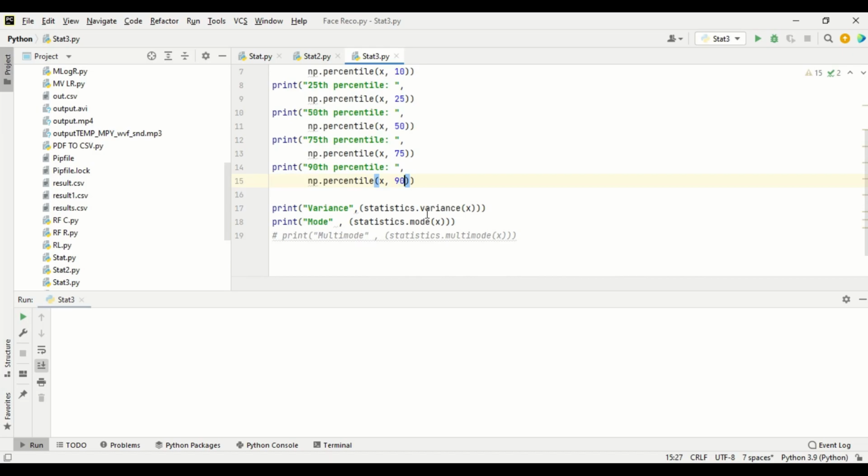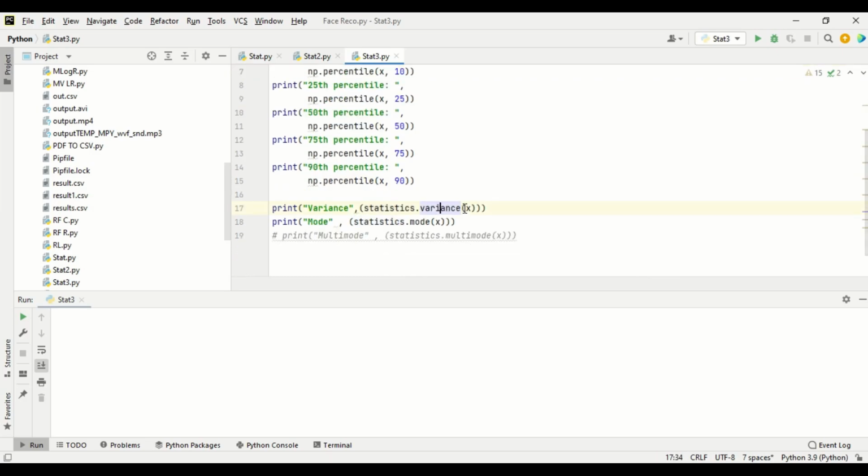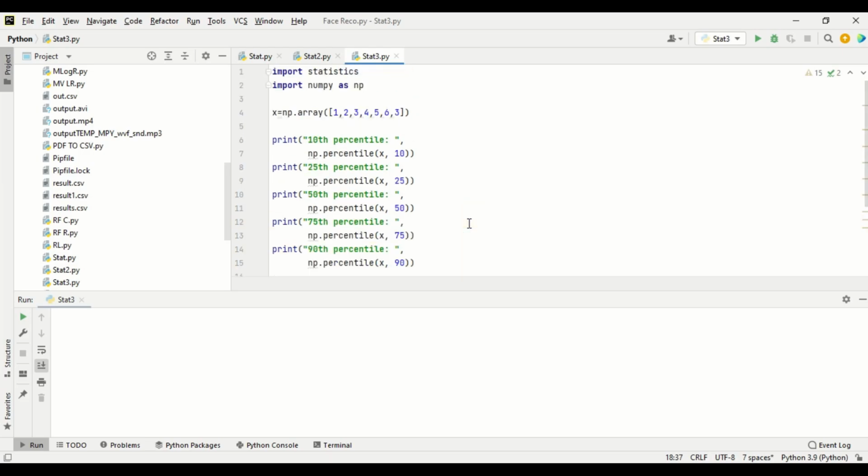Next, we find the variance. For the given sample, we call the statistics module which is imported and then find the variance. Variance is the distribution of the sample, how far it is distributed from the mean. Then we find the mode. Mode means the values that occur most frequently. So repetition of values, it is mode.